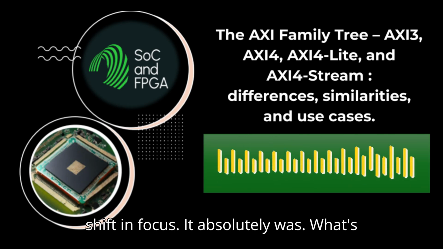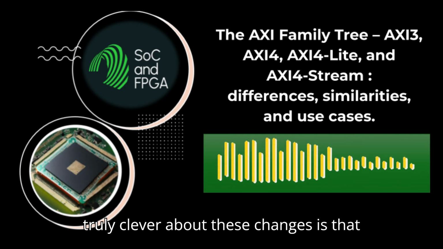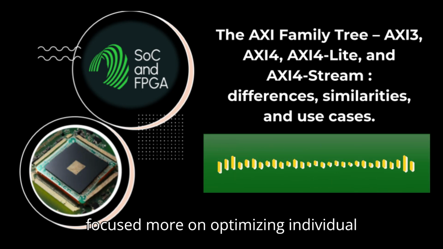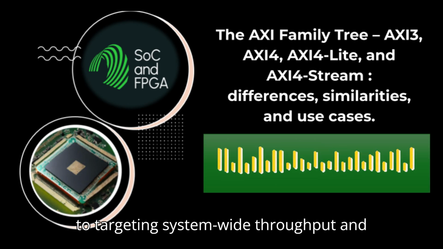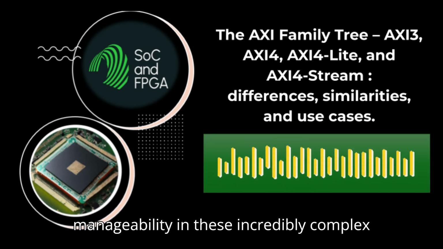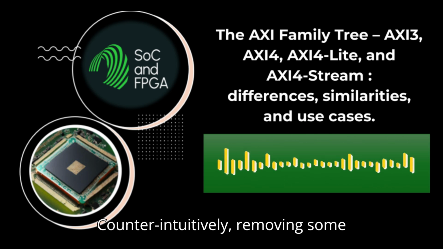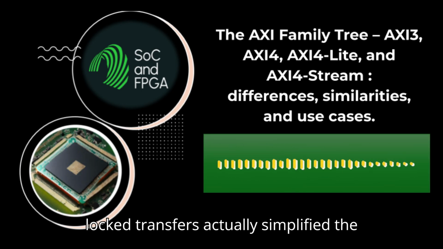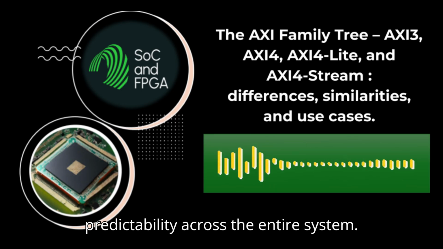So that feels like a real shift in focus. It absolutely was. What's truly clever about these changes is that they reveal a strategic shift. AXI3 focused more on optimizing individual transactions, perhaps, but AXI4 pivoted to targeting system-wide throughput and manageability in these incredibly complex multi-master SoCs. Counterintuitively, removing some features, like write interleaving and locked transfers, actually simplified the overall arbitration process, improving predictability across the entire system.